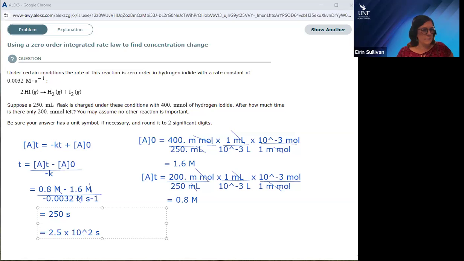All right, so whichever thing you're asked to find in the zero order rate equation, you find that thing. You may need to rearrange and solve. Just be careful that there is a minus sign in front of that rate constant k, but we should always get a positive value if we're solving for a concentration or a time.